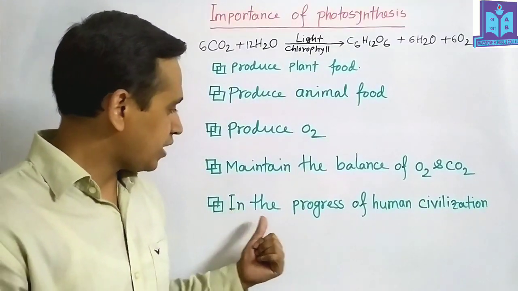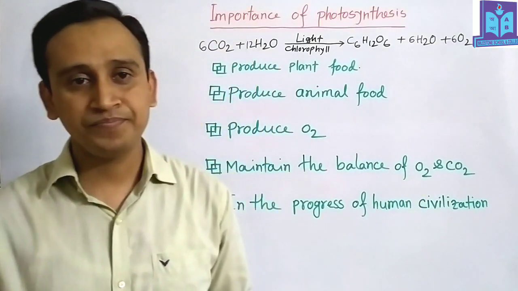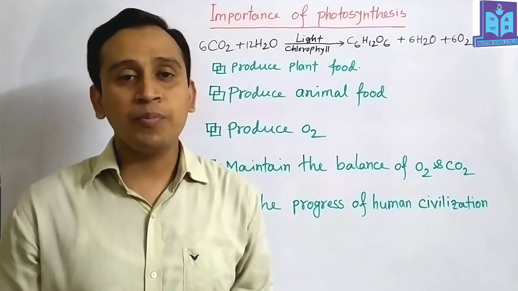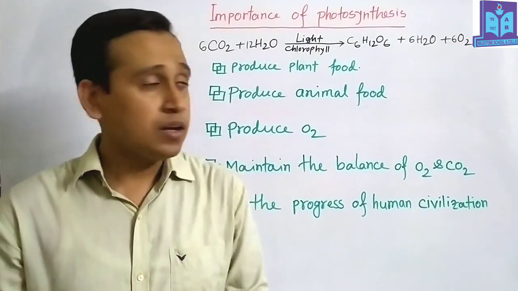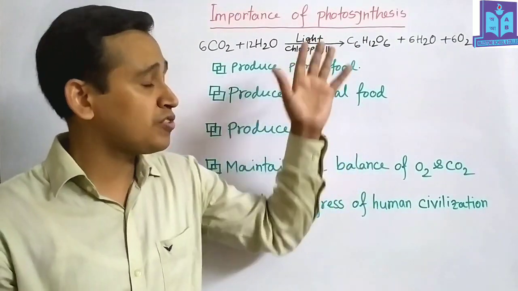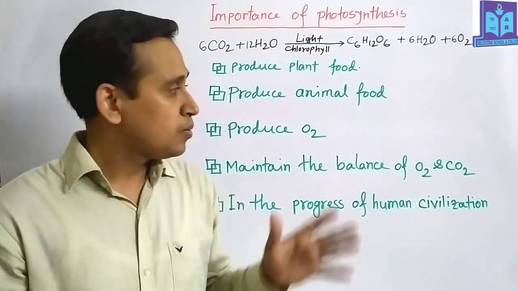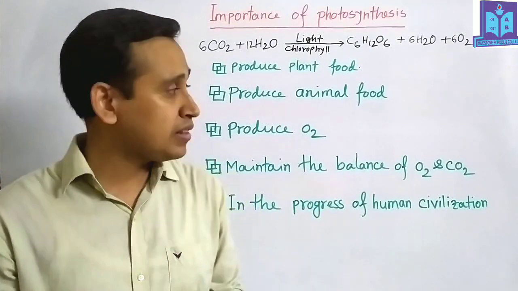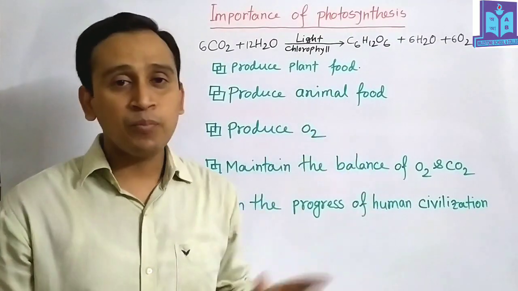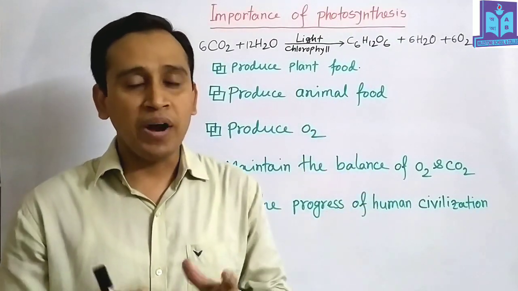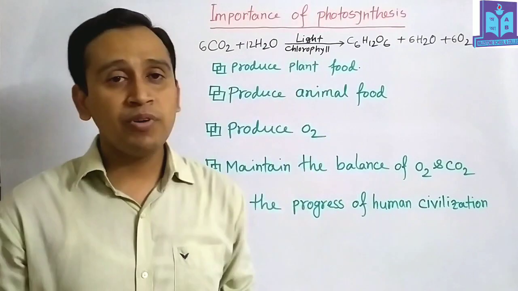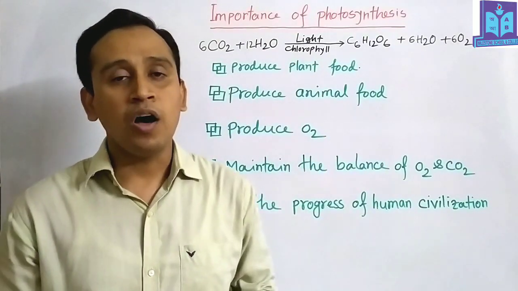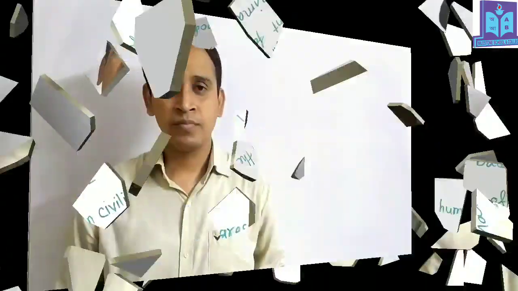Next one is the progress of human civilization. You know, the progress of human civilization is directly or indirectly dependent on the photosynthesis process. Food materials, clothes, medicines and fuels, all these things are directly or indirectly produced from plants. So, my dear students, I hope all of you realize the importance of the photosynthesis process in the living world.